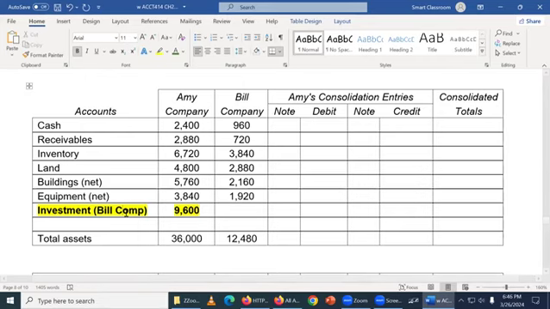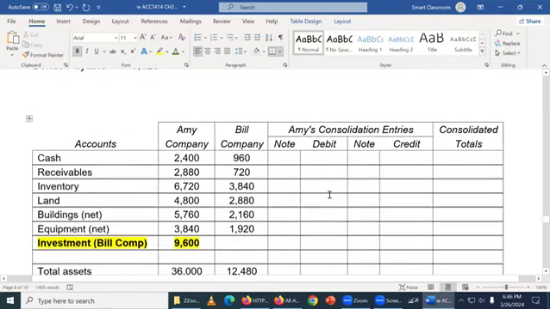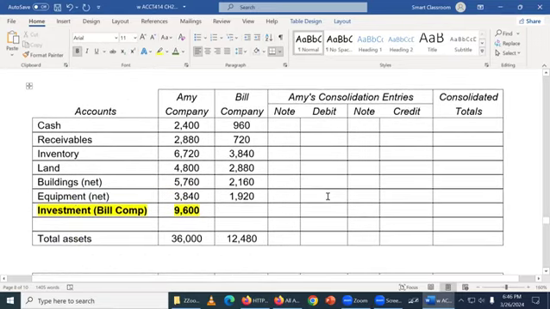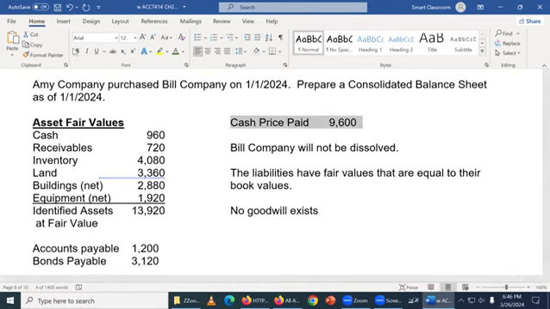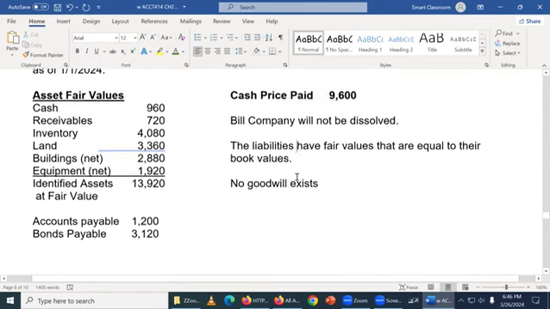So what we have to do is what we call eliminating entries. We're going to eliminate this investment account. And this is so we can show a consolidated financial statement that has all of the cash, all the receivables for both companies, all the inventory for both companies. This will be a consolidated financial statement. However, we have to take off this investment because this is the same as the Bill company. So, Bill company, we put it on the books correctly at, we must have given 9,600, some cash price paid 9,600. Okay. So this is right after we made this purchase of Bill's company.